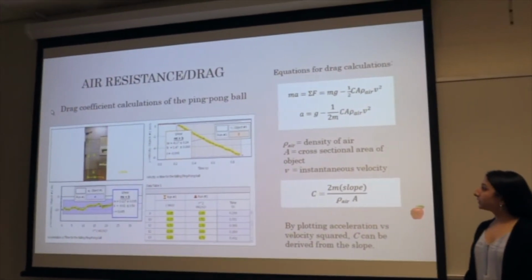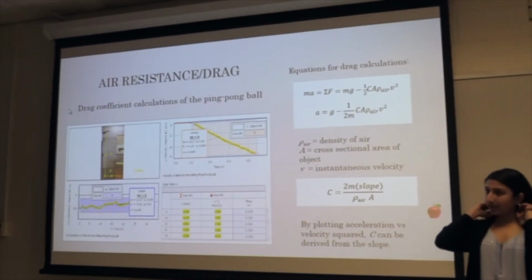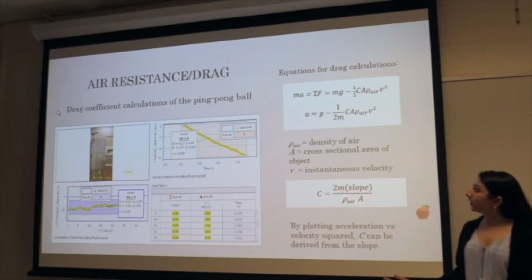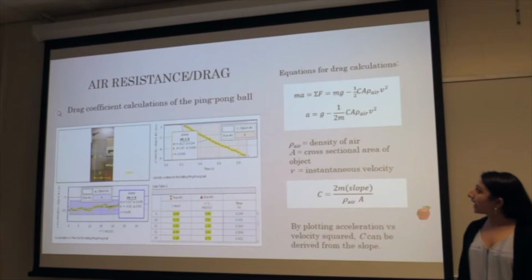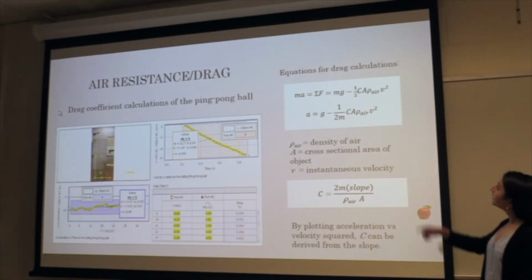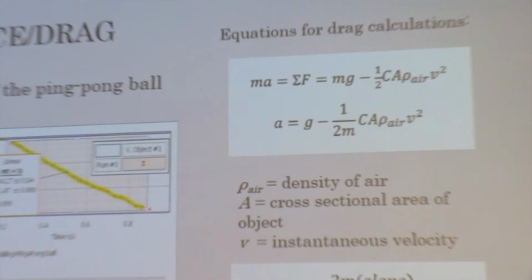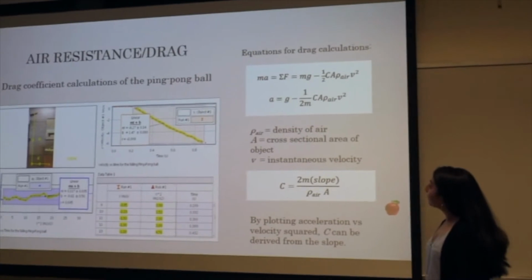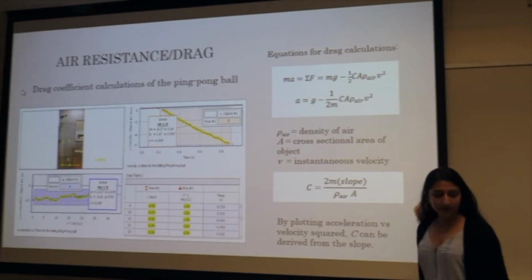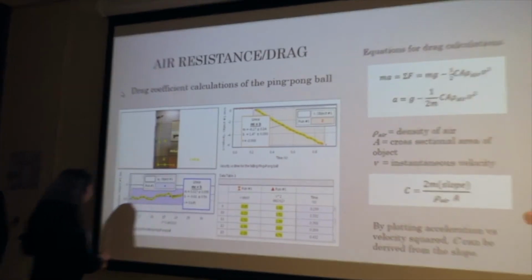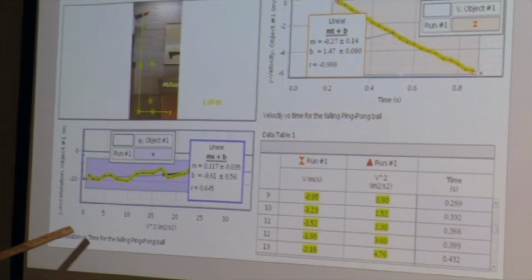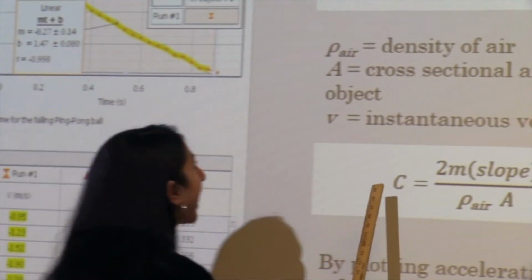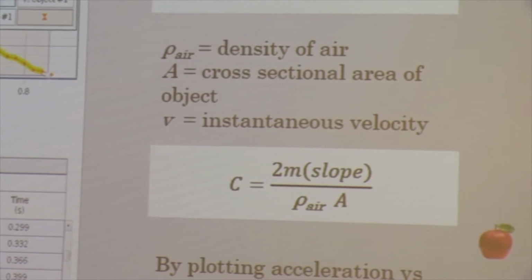From the earlier results, we realized that the acceleration for any of the balls lighter than the golf ball was significantly affected by air resistance. So we recently added the part to calculate the air resistance and the drag coefficient. To the right, you see the top 2 equations show the equation of motion for the falling ball. And by plotting an a versus v squared graph, you can find the slope, which will help us find the drag coefficient.